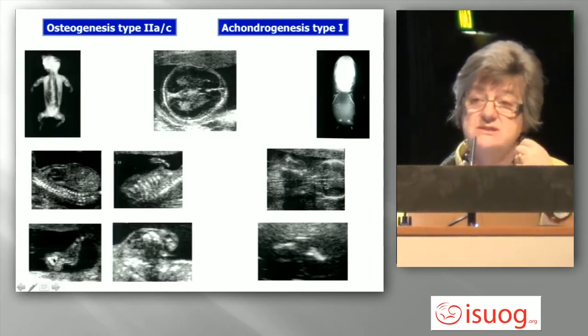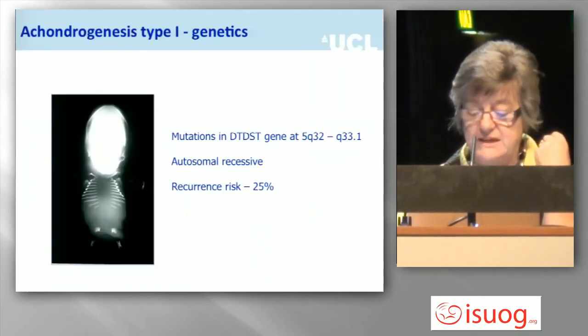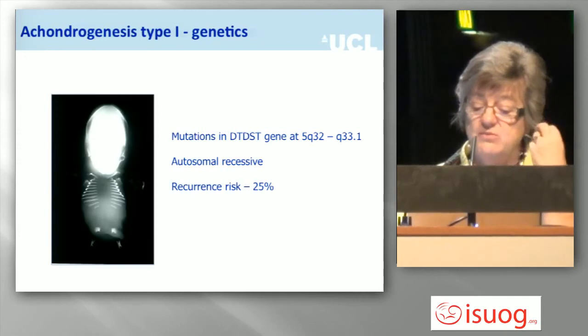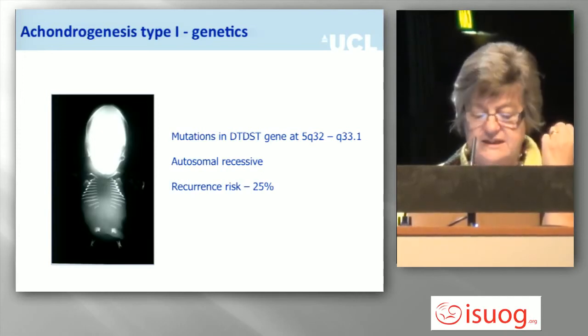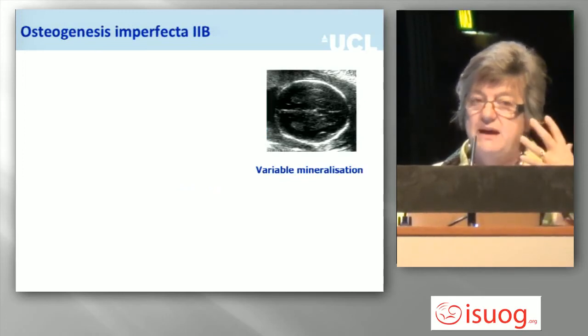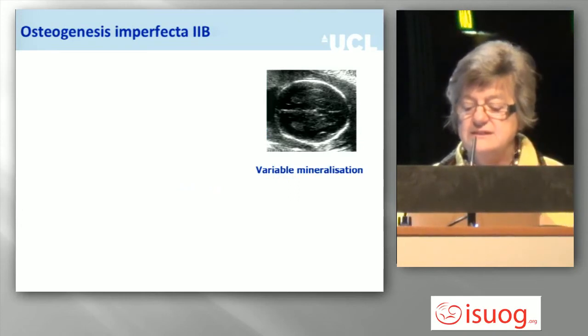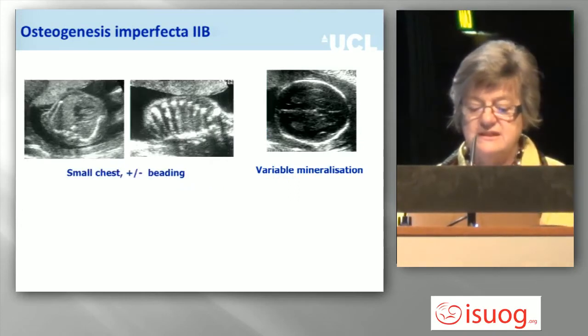And in all of these conditions, the foot length is maintained, and that was always amazing, really. Achondrogenesis type 1 is another recessive condition, so we need, again, to make that definitive diagnosis. Just to go back to OI, so OI type 2B has variable mineralization of the skull.